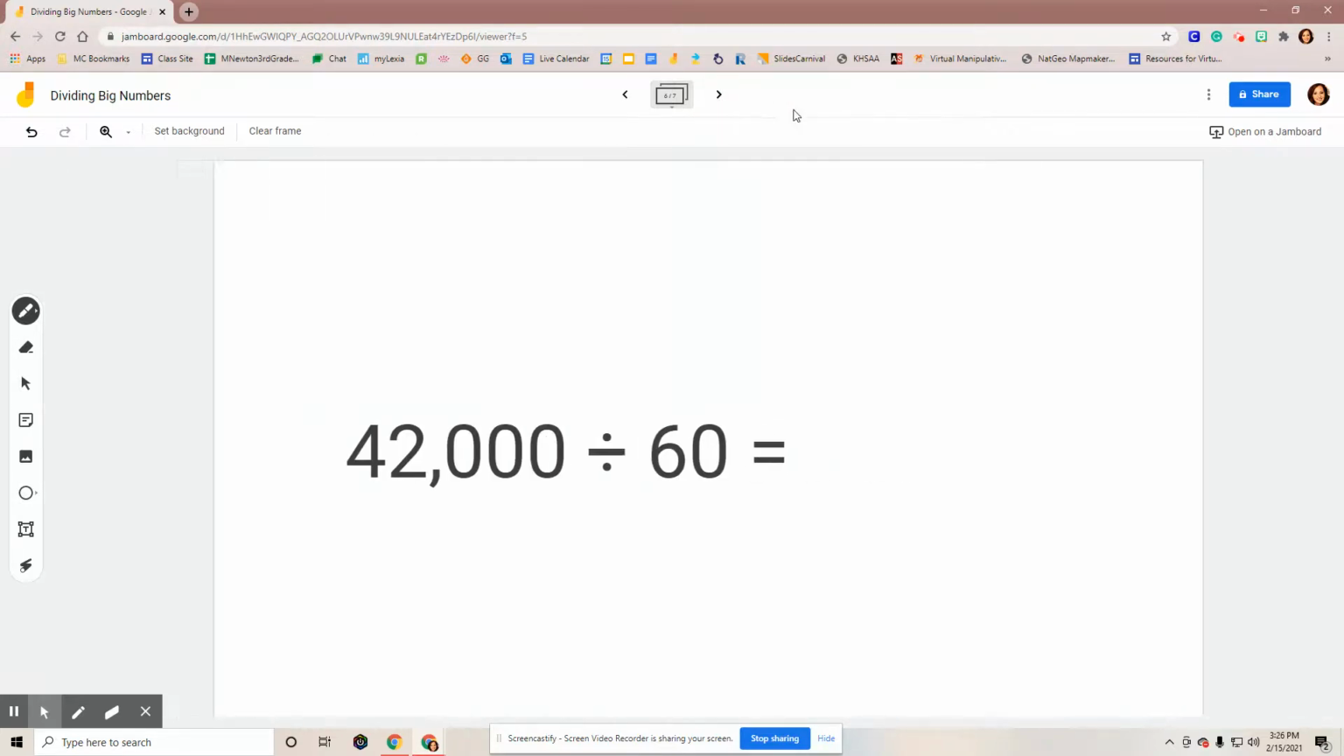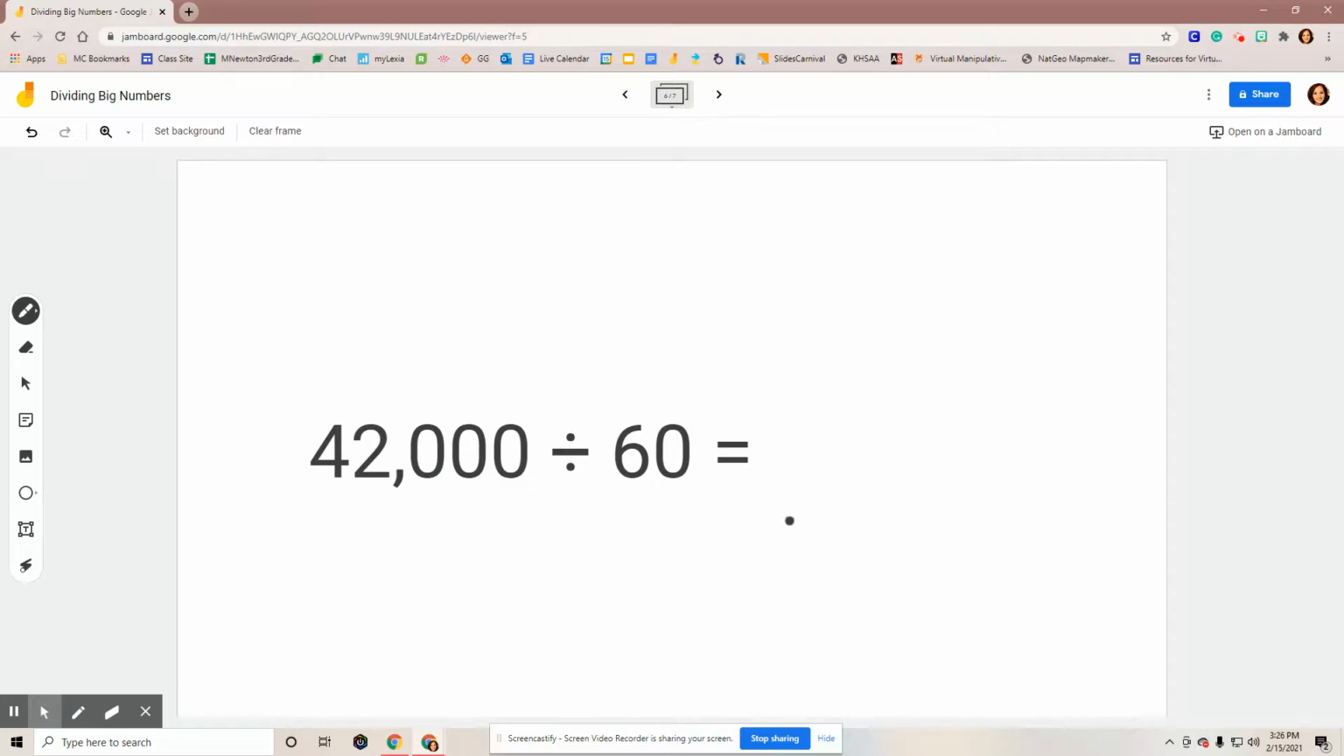Let's look at another example. If we have 42,000 divided by 60, I need to underline my 42 and my 6. So my quotient is my 42, and my divisor is 60. We're trying to figure out what is the dividend. No, just kidding. This is my dividend. This is my divisor. I'm trying to figure out my quotient. My bad.